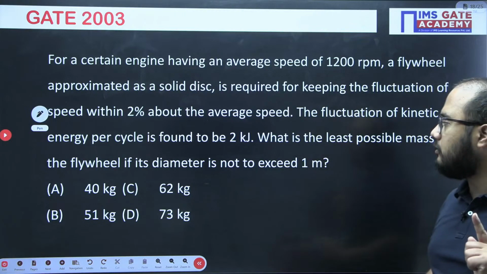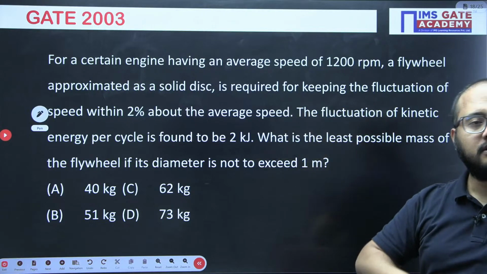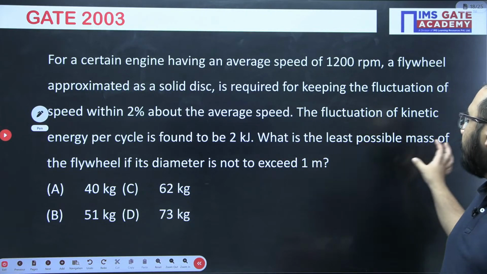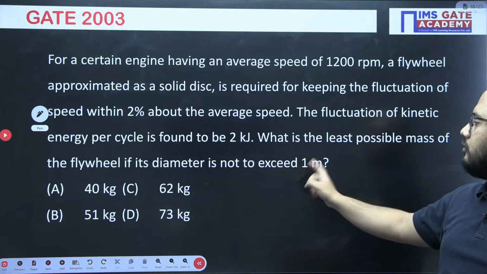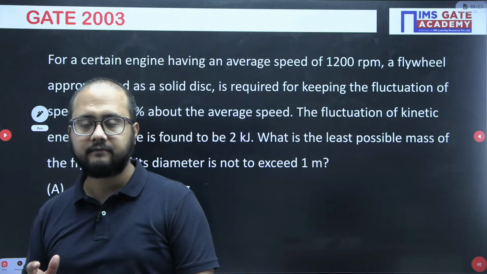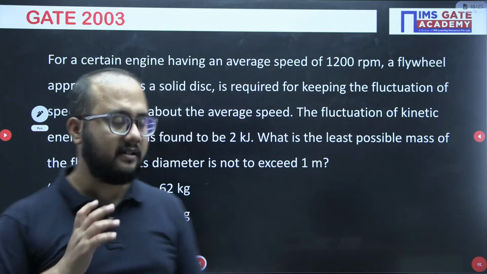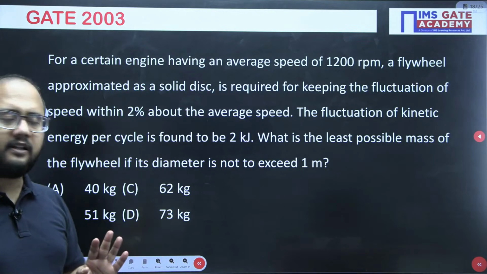This is what you need to understand. Fluctuation of kinetic energy per cycle is found to be 2 kilojoule. Directly the delta E value they have given. What is the least possible mass of the flywheel if its diameter is not to exceed 1 meter? Diameter is directly given and they are asking for the mass. So put all those values in the formulas and you will get the direct answer here.